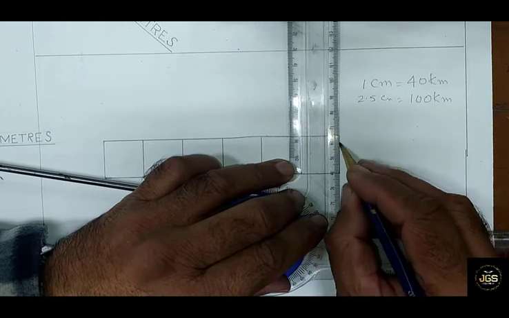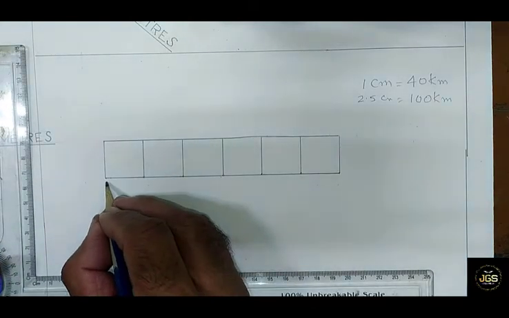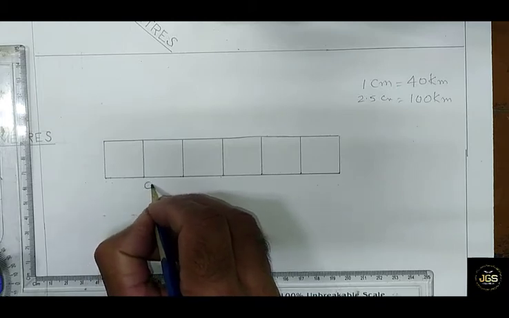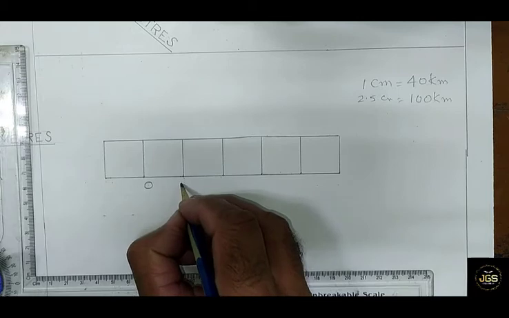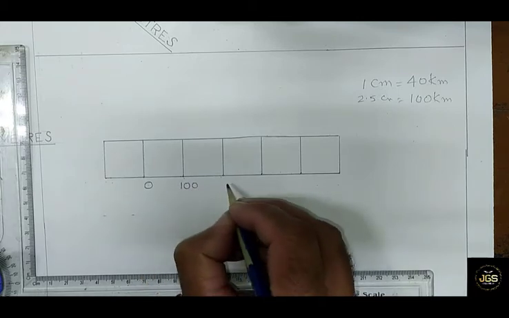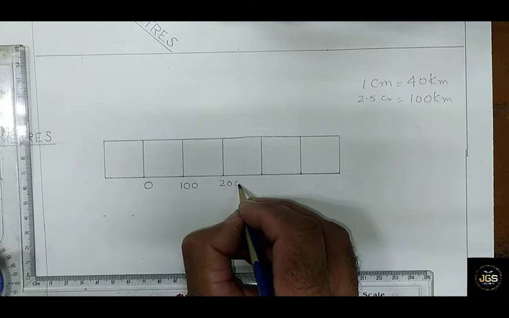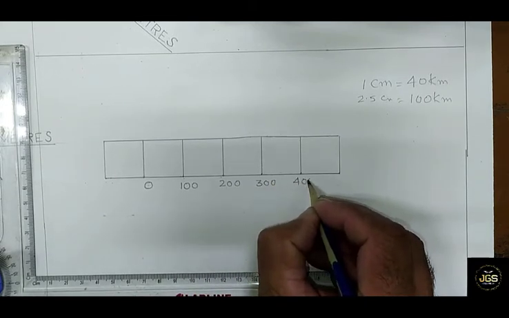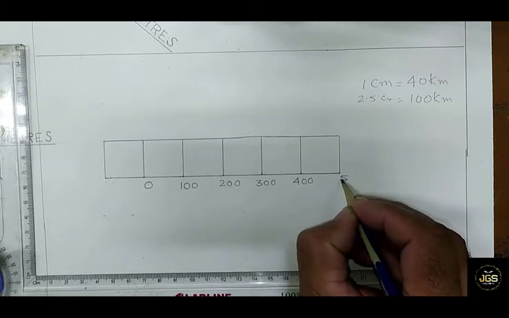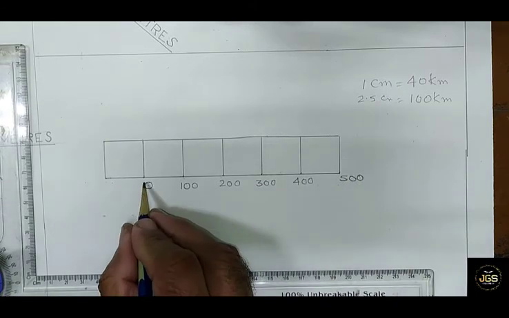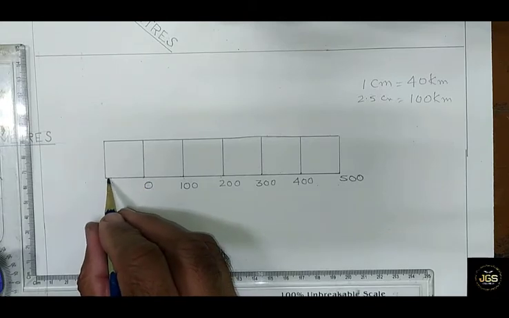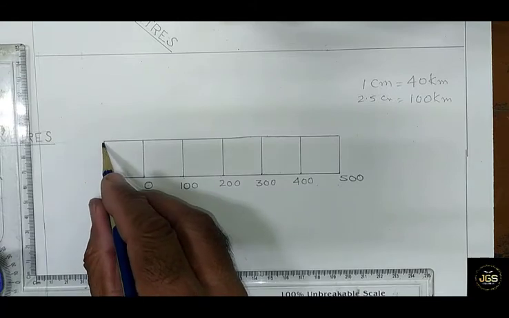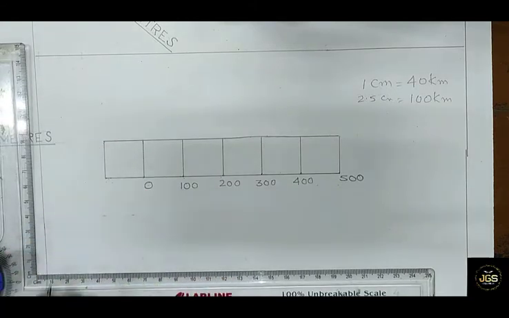Then at the end of the first main division, you write 0. Then how much is this distance? This is 100 kilometers, this is 200 kilometers, 300 kilometers, 400 kilometers, and 500 kilometers. Now I have to divide this first division into 10 equal parts so that it can represent tens, and again divide this into 10 parts so it will represent the ones.